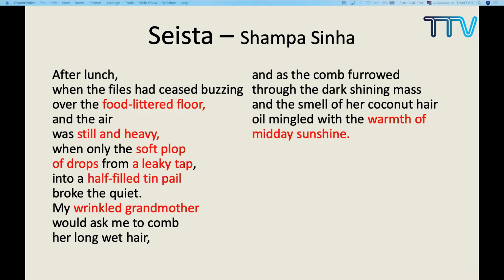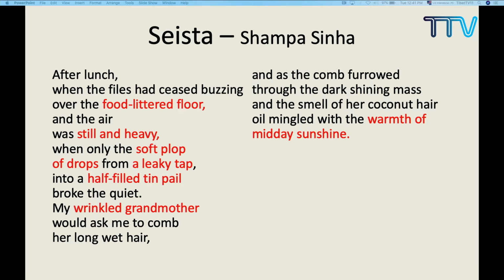After lunch, when the flies had ceased buzzing over the food-littered floor, and the air was still and heavy, when only the soft plop of drops from a leaky tap into a half-tin pail broke the quiet, my wrinkled grandmother would ask me to comb her long wet hair, and as the comb furrowed through the dark shining mass, the smell of coconut hair oil mingled with the warmth of midday sunshine. The poem is not over.